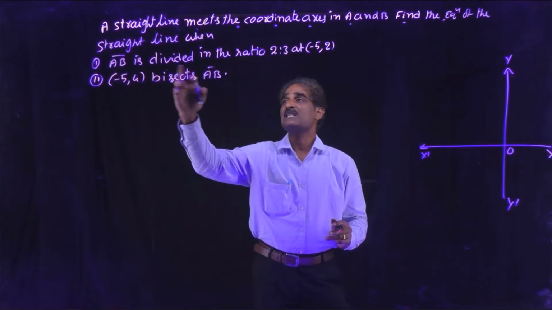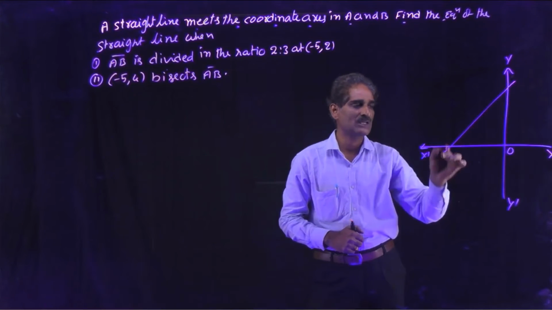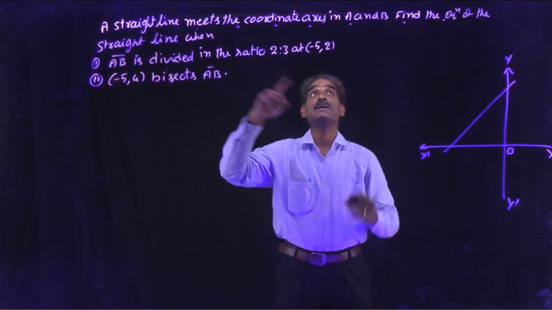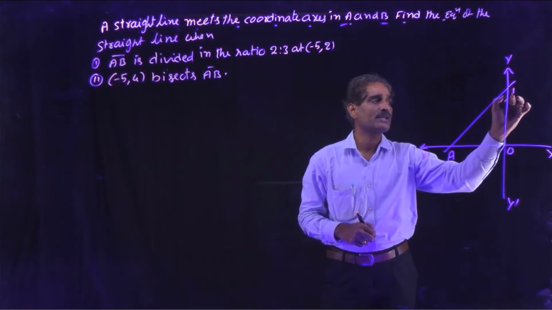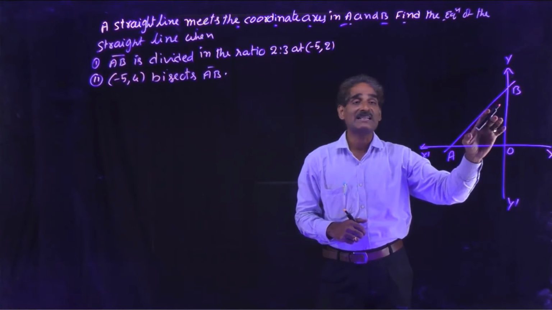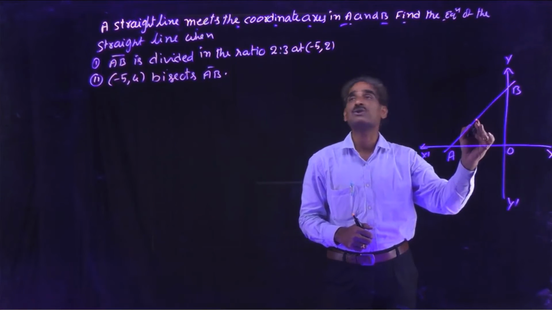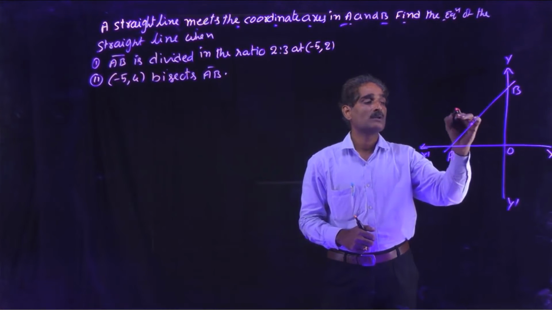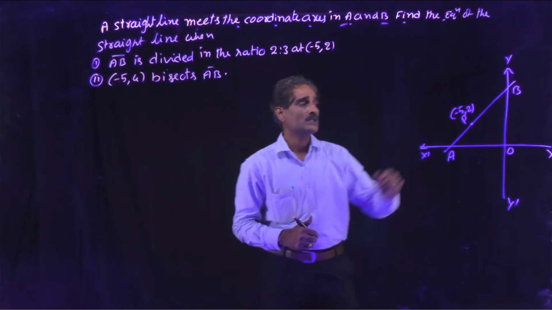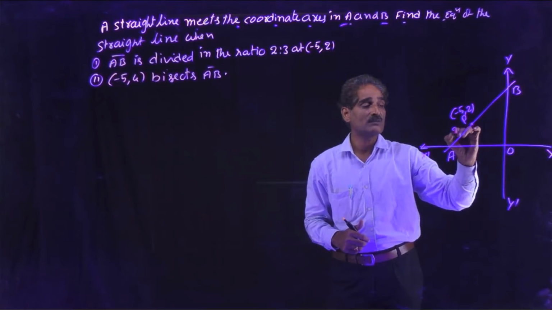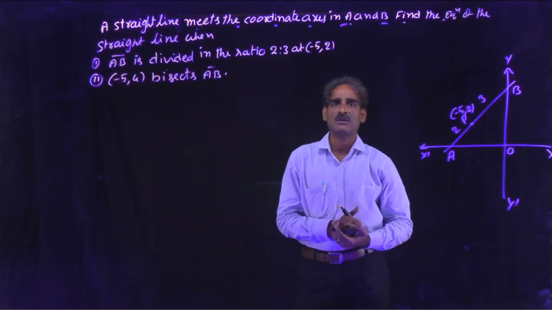So AB is divided in the ratio 2:3 at (-5, 2). Suppose this is the position of the line. A and B are the intersecting points of this line on the axes. This is A, this is B. This line is divided by this point in the ratio 2:3. Suppose this is the position of (-5, 2). Let us name this point P. So the ratio is 2:3. Now we want to find the equation of AB.